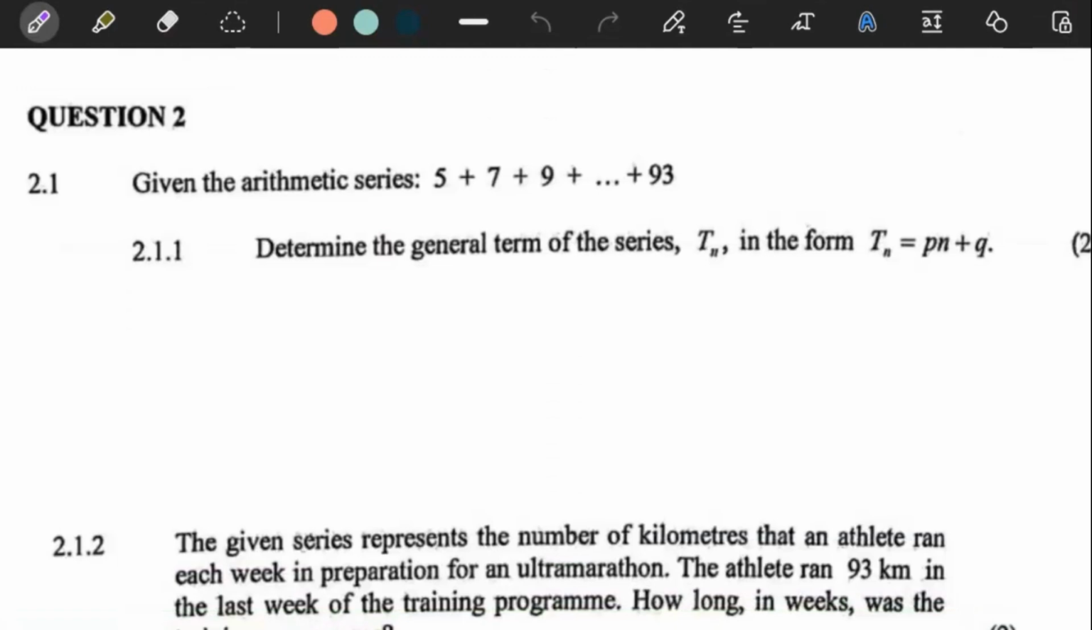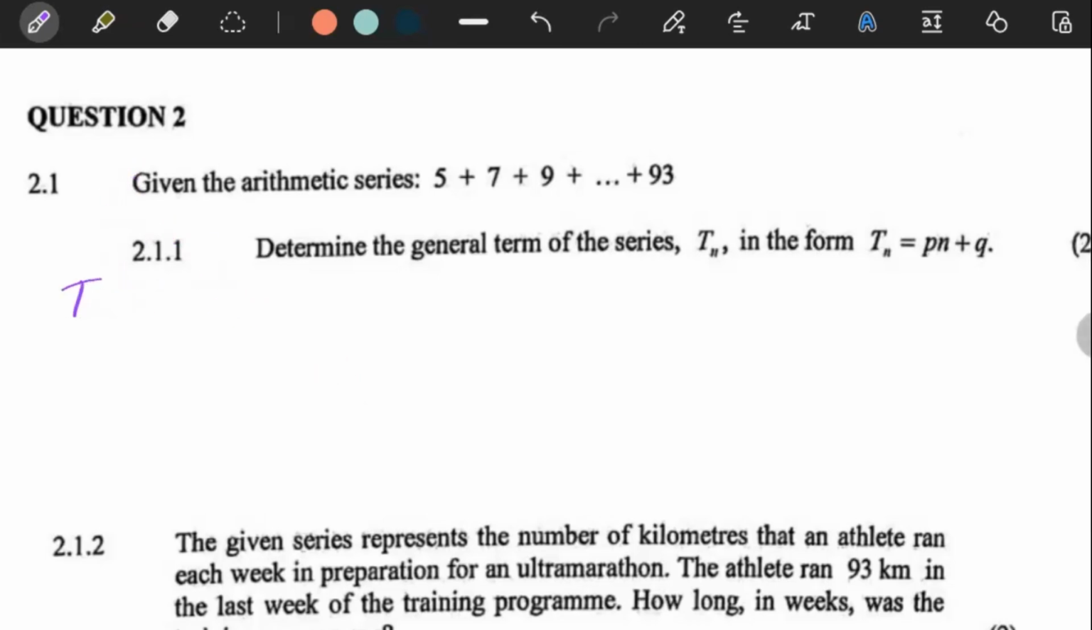Given the arithmetic series, right? 5 plus 7 plus 9, etc., up until 93. Determine the general term of the series, Tn, in the form Tn is equal to Pn plus Q. Well, this is very straightforward.